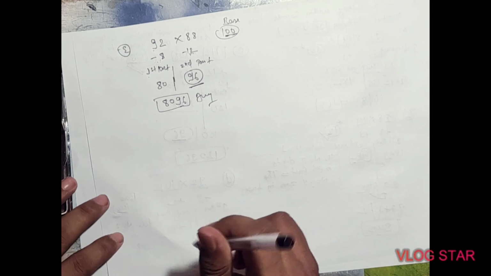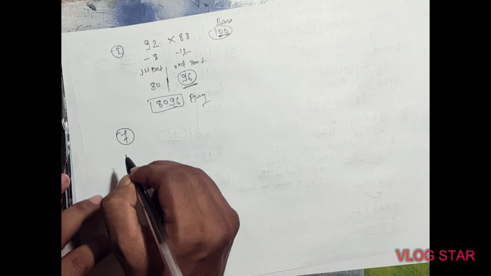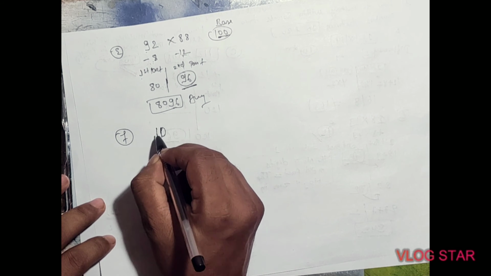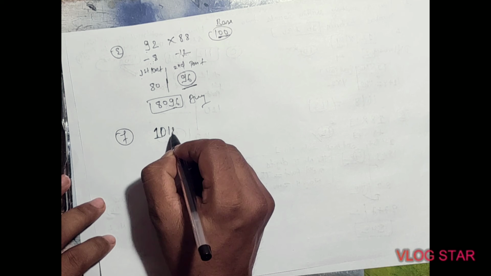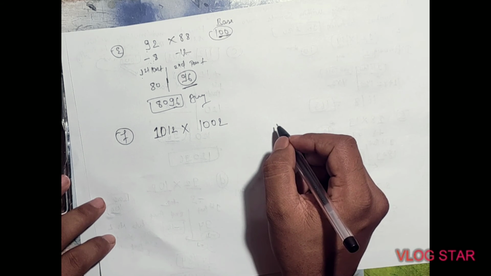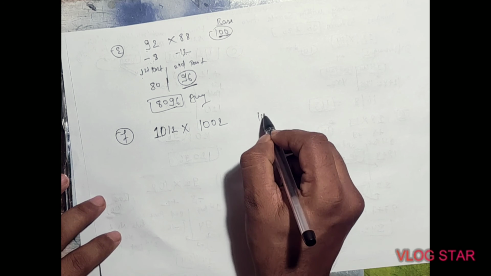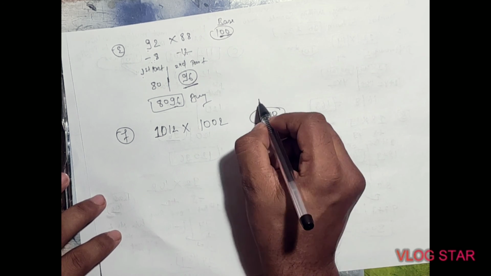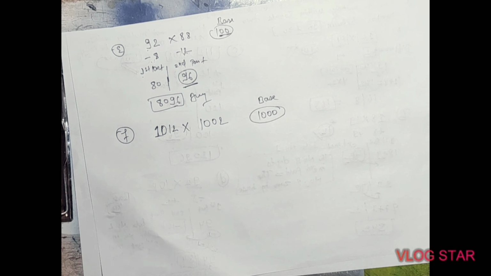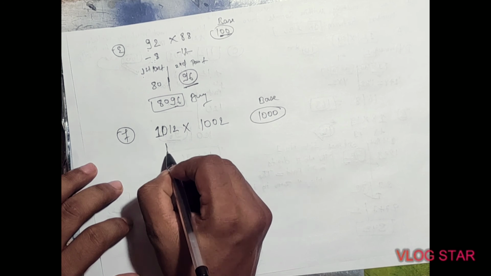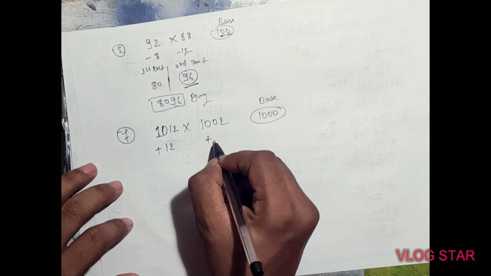Now what if we have, suppose, 1012 multiplied by 1002? Now how will we proceed? Here our base is, tell me, 1000, not 100, because these two numbers are nearer to 1000. Now the difference between these two is plus 12, here plus 2.